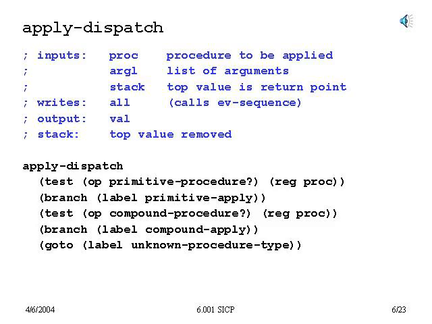Our apply dispatch will then do the work, and when it's done applying that procedure to a set of arguments, it expects the value to be returned to be sitting in val, that's its output. It will write over everything, because it's going to call eval sequence inside of it, so it's going to, in fact, overwrite everything we need.